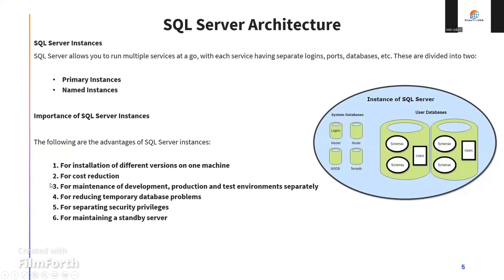It also reduces cost. It also allows maintenance of the development, production and test environments separately. You can install two database servers, one for the test environment and one for the production environment, so maintenance is easier and you can maintain both separately. It also reduces the temporary database problem, separates security privileges, and allows maintaining a standby server. You can use the standby server in case the primary server fails. The secondary server will pick up the requests and provide the services, so the service will not be interrupted.